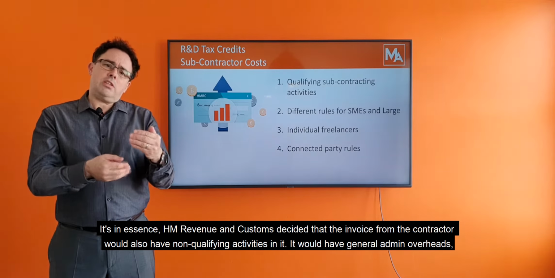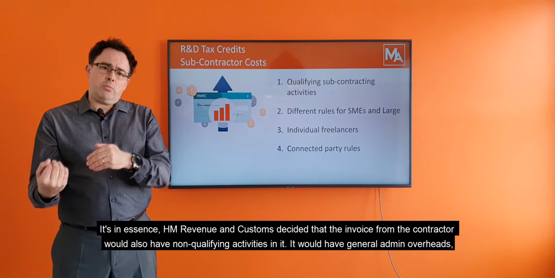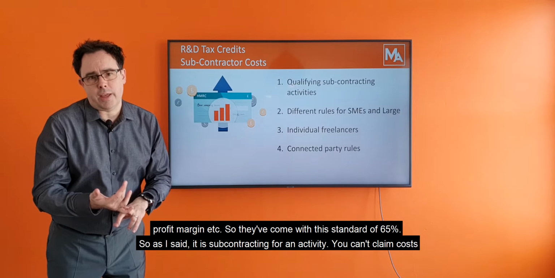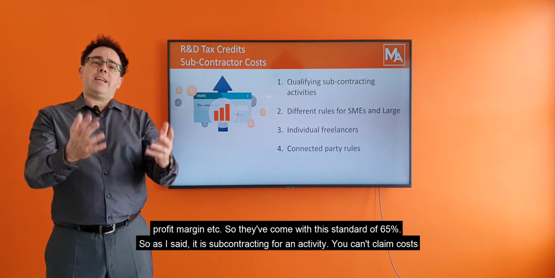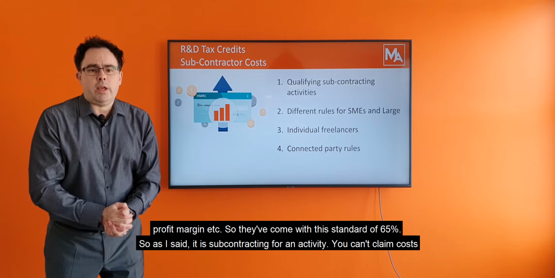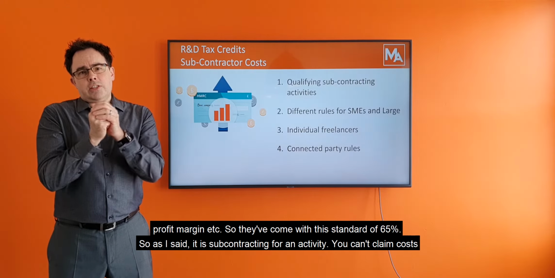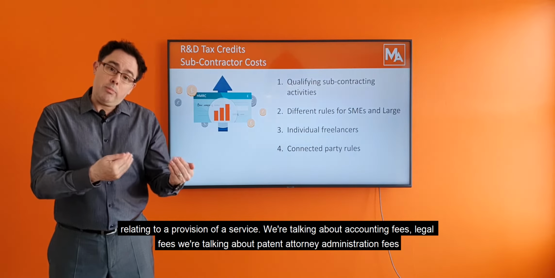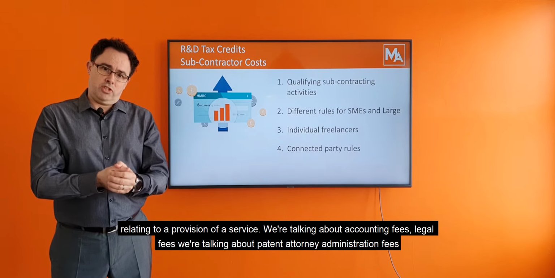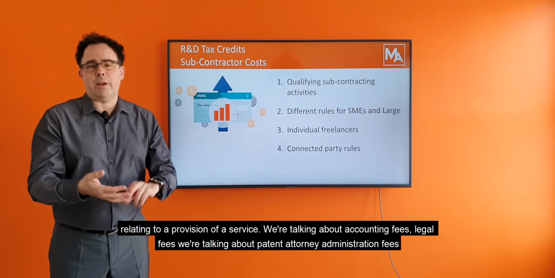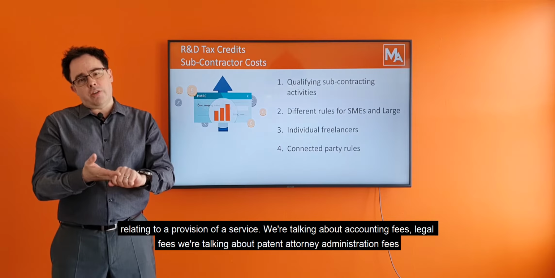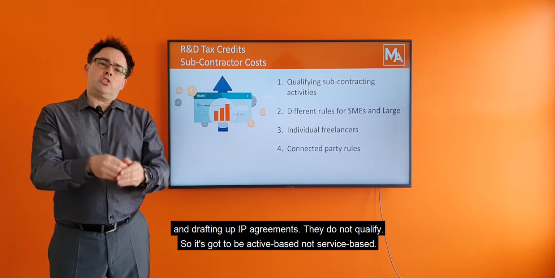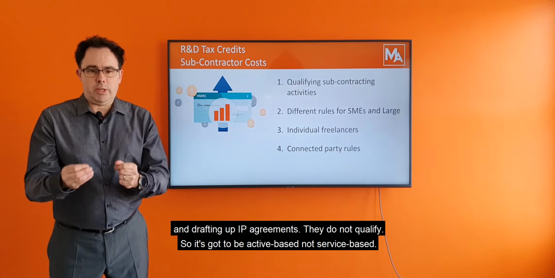In essence, HM Revenue and Customs decided that the invoice from the contractor would have non-qualifying activities. It would have general admin overheads, profit margin, etc. They come up with this standard of 65%. Okay, so as I said, it is subcontracting for an activity. You can't claim costs related to a service, a provision of a service. We're talking about accounting fees, we're talking about legal fees, we're talking about patent attorney administration fees and drafting up IP agreement. They do not qualify, so it's got to be activity-based, not service-based.